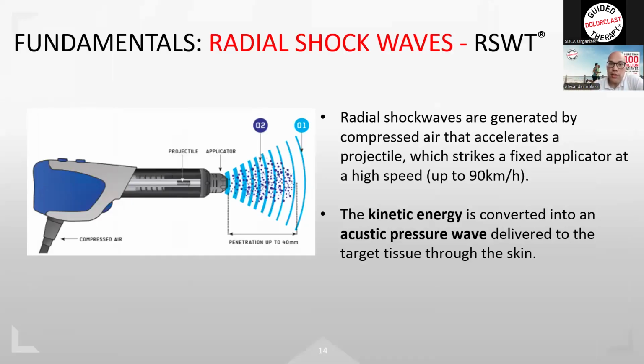So let's talk about the radial shockwave first. Radial shockwaves are generated by compressed air, which is entering the piston, accelerating a projectile in the piston, which strikes the applicator with a very high speed, up to 90 kilometers per hour. And this kinetic energy is converted into acoustic pressure wave. And then, as you could see in the beginning, with the high pressure and low pressure, negative pressure, it's entering the tissue through the skin.